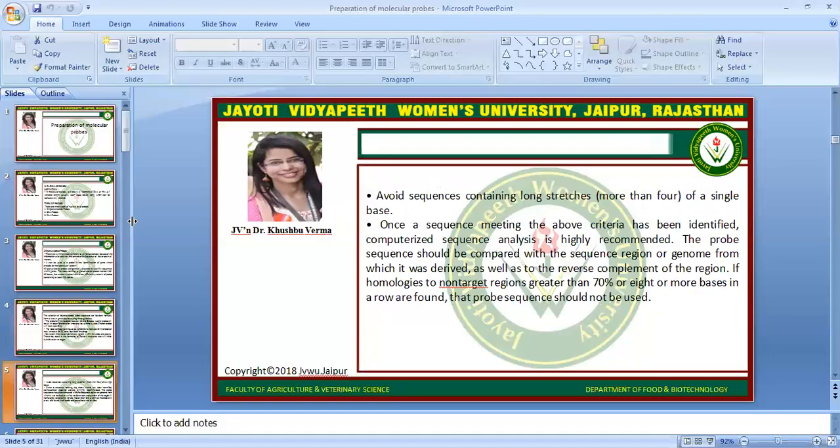Next one is to avoid sequences containing long stretches, more than 4, of a single base. Once a sequence meeting the above criteria has been identified, computerized sequence analysis is highly recommended. The probe sequence should be compared with the sequence region or genome from which it was derived, as well as to the reverse complement of the region. If homologies to non-target regions greater than 70% or 8 or more bases in a row are found, that probe sequence should not be used.